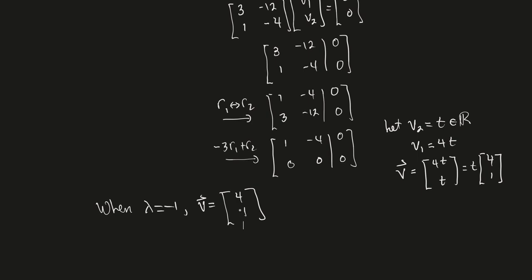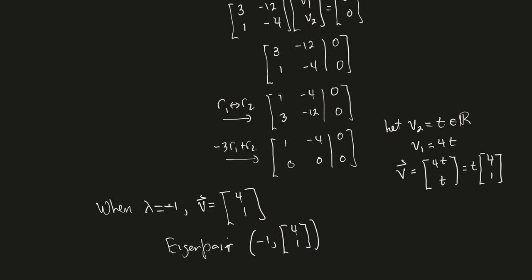So the eigenpair would be the pair: here's the scalar, -1, and then here is that special vector 4, 1. It doesn't have to be 4, 1, because your t can be any real number. Choosing t equals 1 is just a convenient choice, but any scalar multiple of 4, 1 will work. All right? So that's what it looks like when lambda is equal to -1.